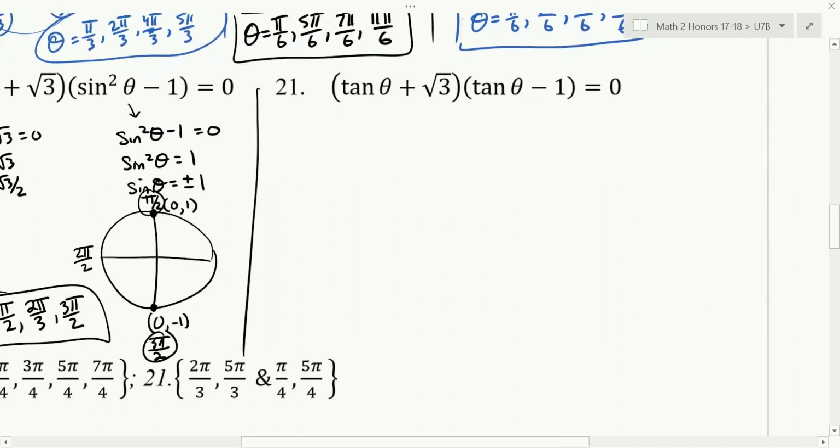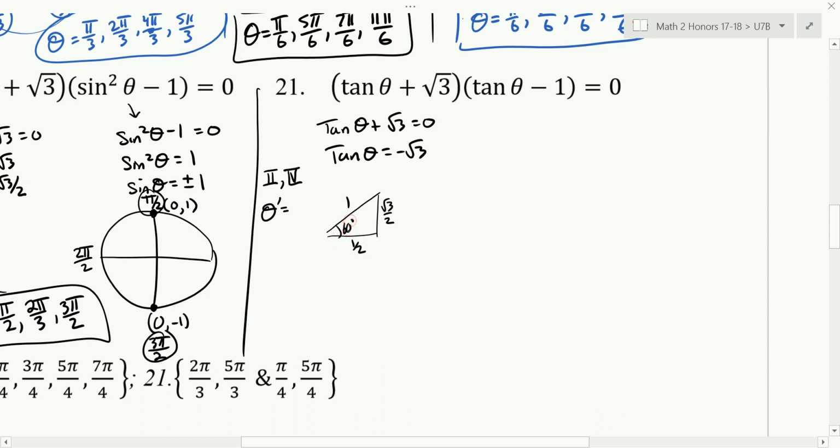All right, last problem, 21. Split this up again. Tangent theta plus root 3 is 0, so tangent theta is negative root 3. If tangent's negative, that happens in quadrants 2 and 4. And tangent of what angle is root 3? Well, that's going to happen when you get root 3 over 2 over here, 1/2 here, 1 here, and so that's 60 degrees, which is pi over 3. And so put 60 degrees in both quadrants, 2 and 4.